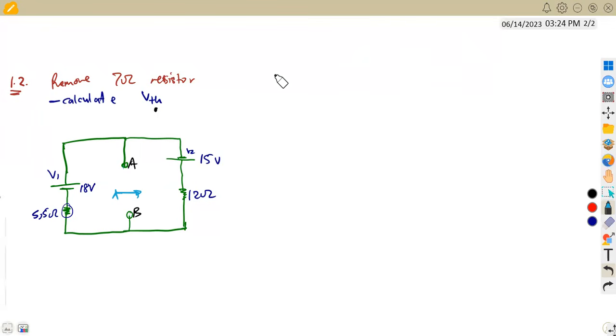Let me explain it this way. We are going to consider V1 out. If we consider V1 out, we are saying V1 is not there, like this part is not there. We are going to calculate the voltage across B to A, so that is going to be VBA. We are considering as if this voltage V1 is not there.